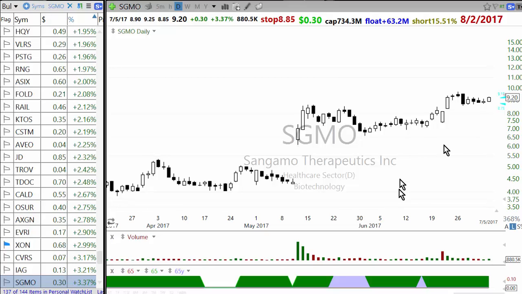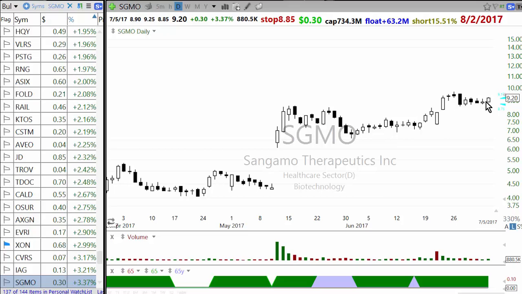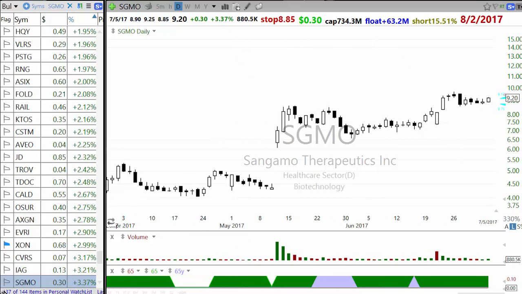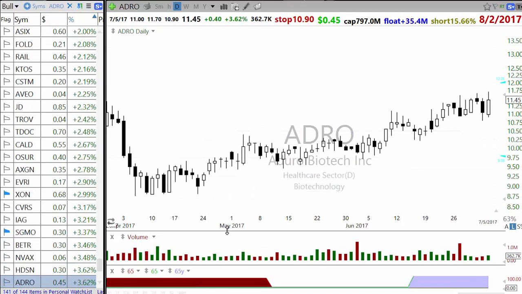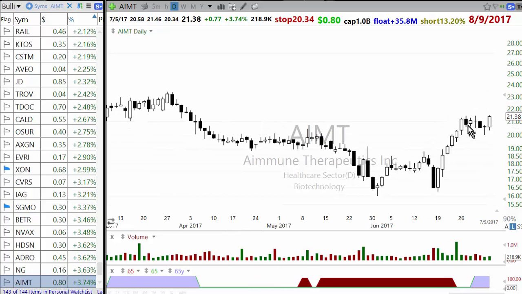You have even this SGMO, see here, a very orderly pullback and then breaking out with a 3.37% move. So that's another candidate which you have. And then this is another one, see, 1 2 3 4 5 days sideways, breaking out with 3.74%, which will not come in your 4% breakout.